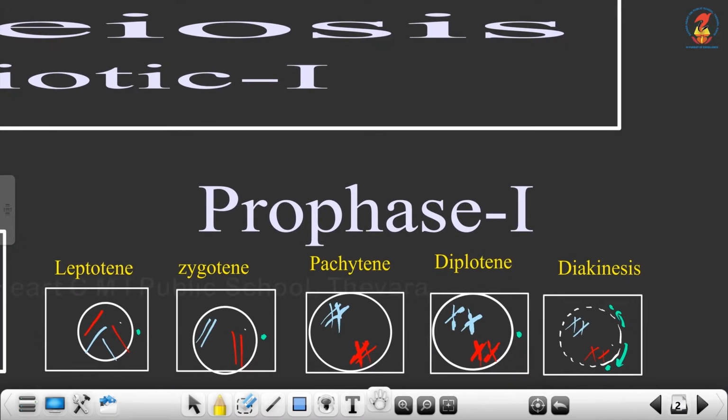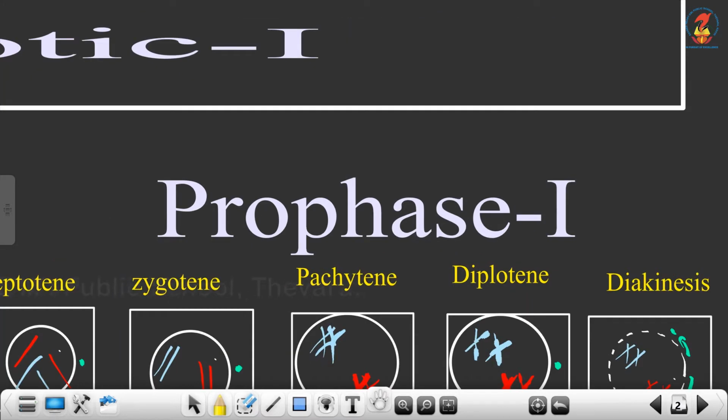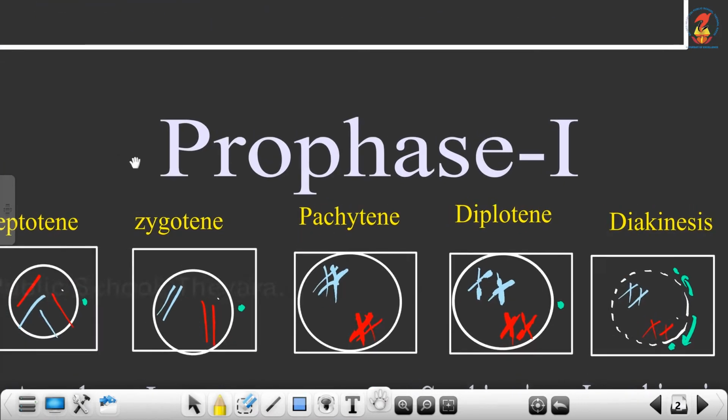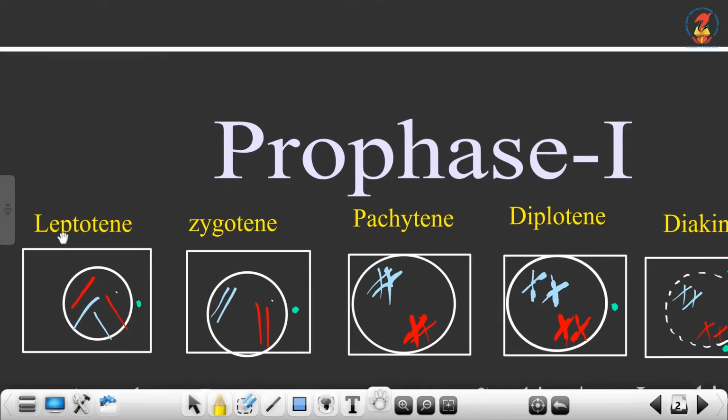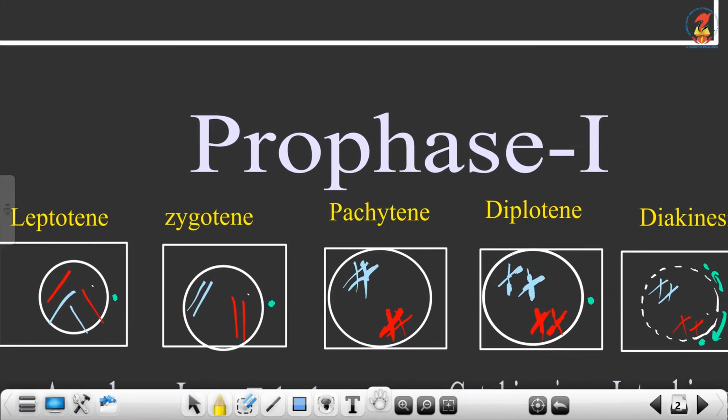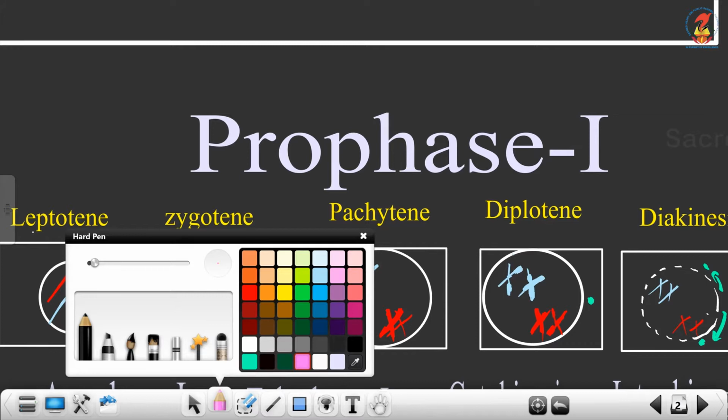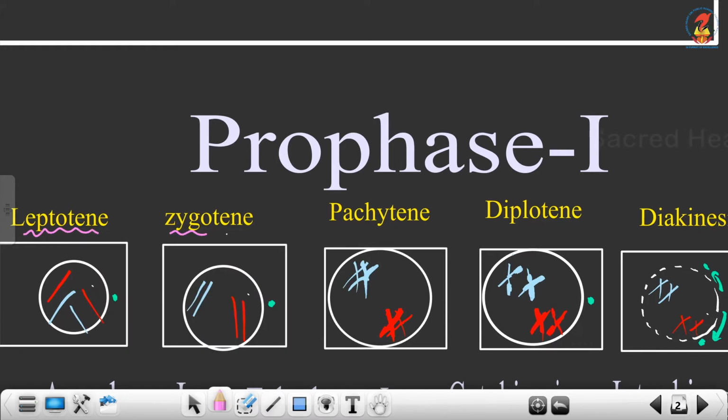We are moving into prophase, and prophase, as I told you, is divided into 5 substages, and I hope you can see all 5 substages displayed on the template. First substage is leptotene, second zygotene, third pachytene, fourth diplotene, and the last substage is diakinesis.